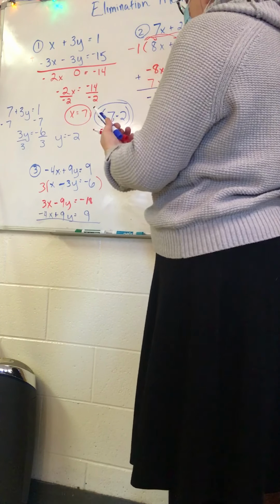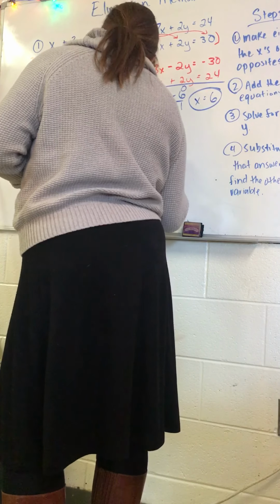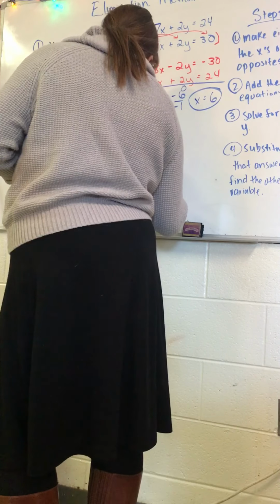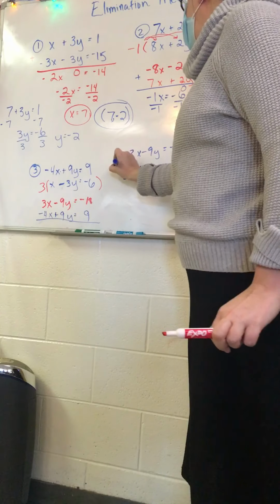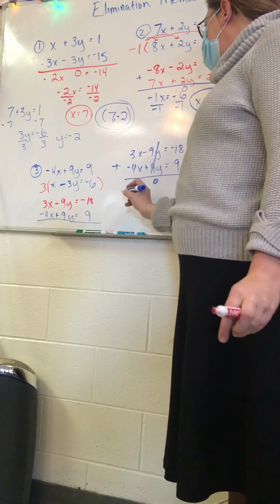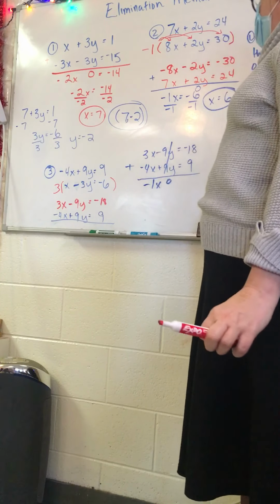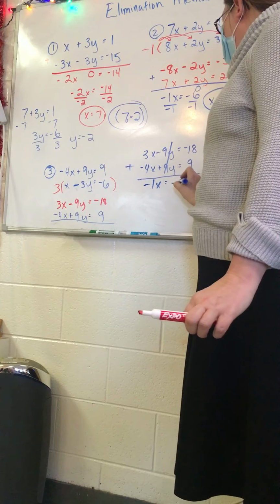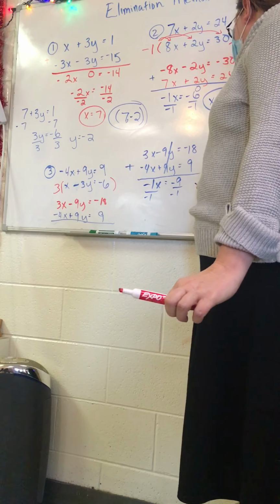Okay. And when I add them together, let me rewrite them over here. I've got 3x minus 9y equals negative 18. Negative 4x plus 9y equals 9. Okay? Add them. That cancels, it zeroes out. 3x plus negative 4x is going to be negative 1x. Negative 18 plus 9 is going to be negative 9. I divide through by negative 1, and then x equals 9.